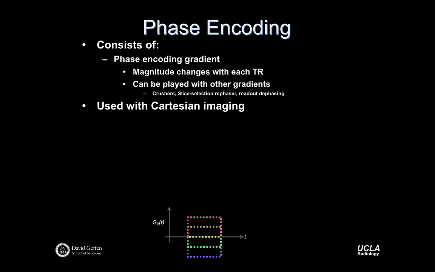Phase encoding is typically used with what we call Cartesian imaging, and this class is really only going to focus on Cartesian. That is, k-space is a rectilinear grid of points we need to acquire, and we're going to find a sampling strategy where we acquire it line by line, and that's a Cartesian trajectory.